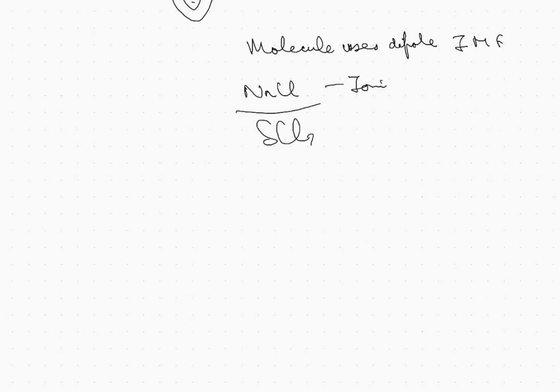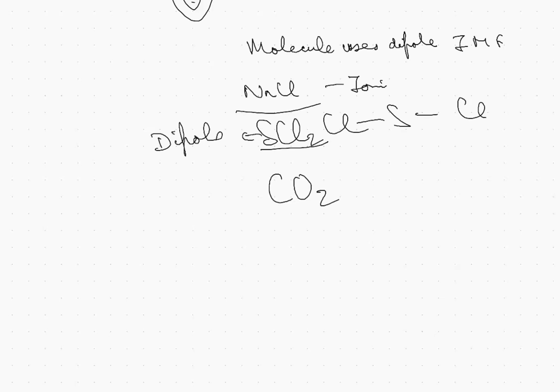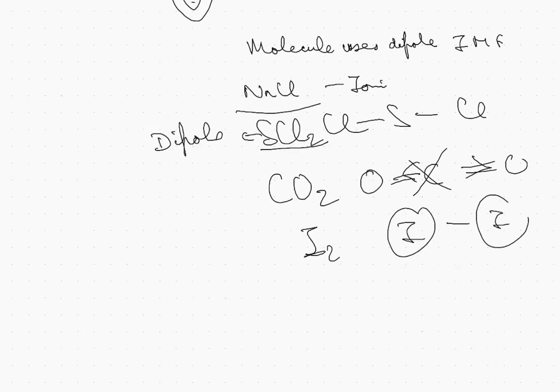Okay, so another question about which molecule uses dipole intermolecular forces. NaCl, surely it's ionic. SCl2, no, it's covalent. Cl2, yes, because S, Cl, Cl, the variation in electronegativity means this will have dipole. Then CO2, no, because even though the separation is there, they pull each other, right? So they get cancelled out. Then I2, no, because it's the same atom. Maximum it could have is dispersion or the London forces. That's the maximum. So this is the dipole.